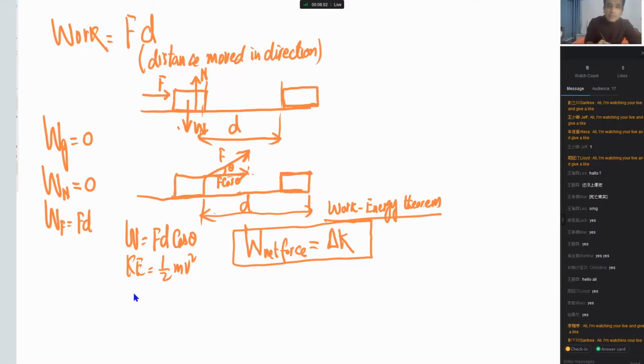And GPE, for example, is not a big deal, it is a very simple concept, but let me highlight: this is mg delta h. What we actually calculate is the change in potential energy. We always take a reference point.